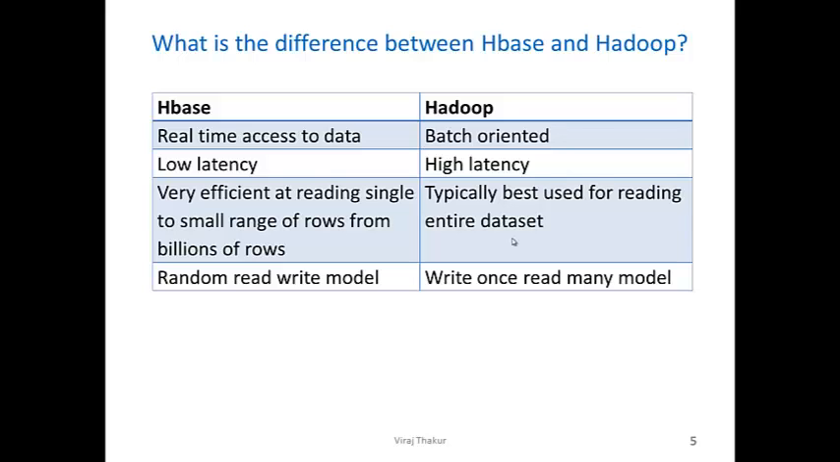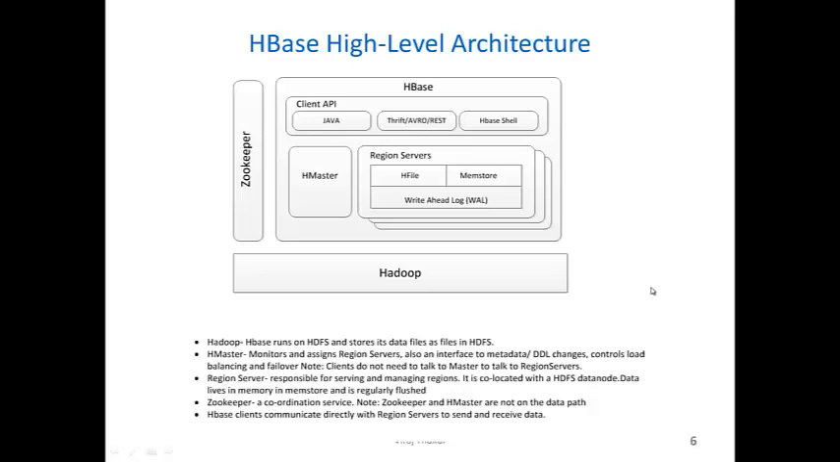HBase is a random read-write model, whereas Hadoop is a write-once, read-many model. Therefore, the use case for HBase is fast, real-time, random read-write access to petabytes of data. Let's look inside HBase's architecture.